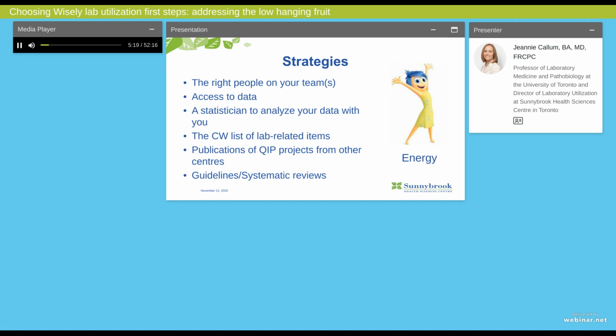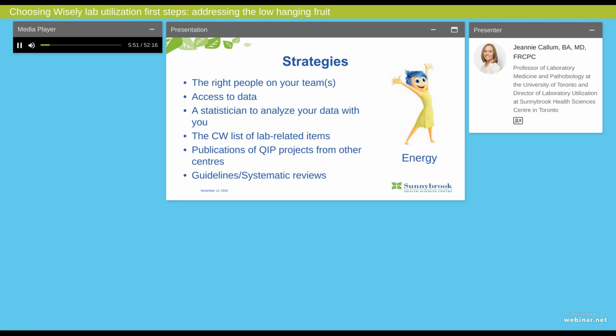in a journal. You need the list of the Choosing Wisely lab-related items that have been put out by all these different organizations, so you can really run through them and think, I've already done that, we don't have to worry about this. Oh, but we haven't done anything about that. That's a big problem at my hospital. Let's focus on that. You need to look at publications of quality improvement projects for the laboratory from other centers, so you learn from their failures as well as their successes, because they might give you some ideas about how you might do it at your hospital.